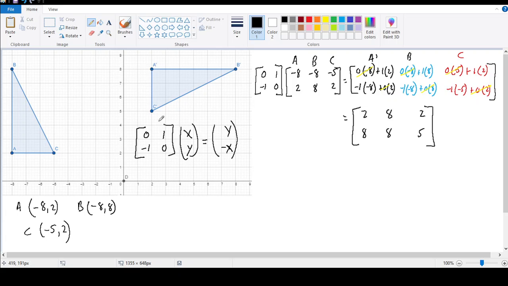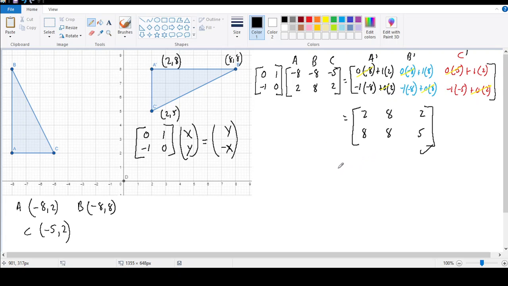And so our coordinates here will be 2 and 5, which is for C, so that's correct. For A prime, it will be 2 and 8, that is correct. And then for B prime, 8 and 8. So you have 8 and 8 for that object. And that's how you work it out.